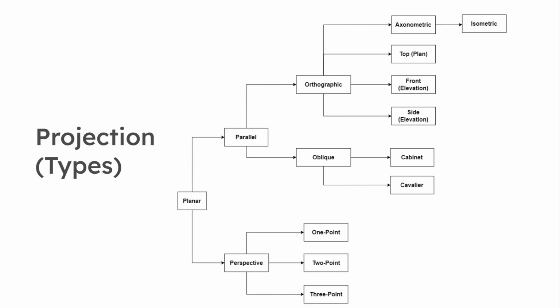Oblique is when we are viewing the object from a certain angle. So orthographic means we are viewing the object from either the x-axis, y-axis, or z-axis. But in oblique projection, we are also viewing the object with parallel rays, but with some kind of angle. And each projection has its own unique use cases.